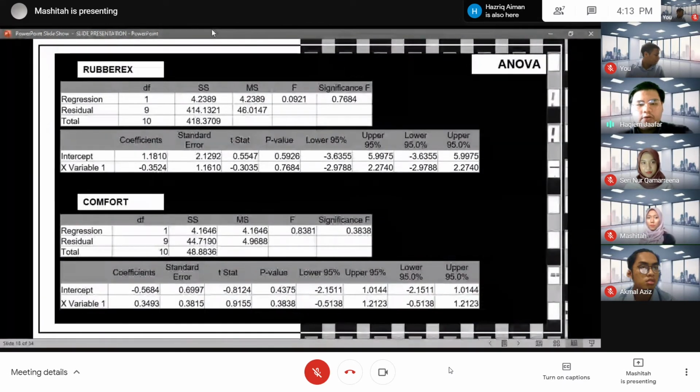For the ANOVA table, based on the Rubberex ANOVA table, the p-value is 0.5926. Because the value is less than our significance level of 0.7684, we reject the null hypothesis. Our sample data provides strong evidence to conclude that the two population means are not equal. While for the Comfort ANOVA table, the p-value is 0.4375. Because the value is more than our significance level of 3.3638, we accept the null hypothesis. Our sample data provides strong enough evidence to conclude that the two population means are equal.